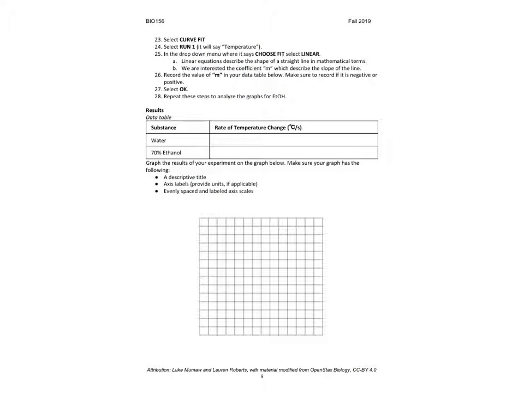Now, if we look at the data table and the graph for part 2, you can apply a lot of what you learned in part 1 to making the graph for part 2. First of all, our substance is going to be our independent variable, and our rate of temperature change is going to be our dependent variable.